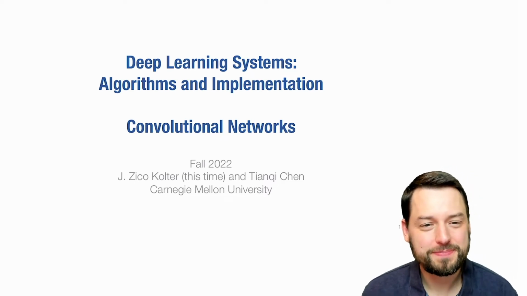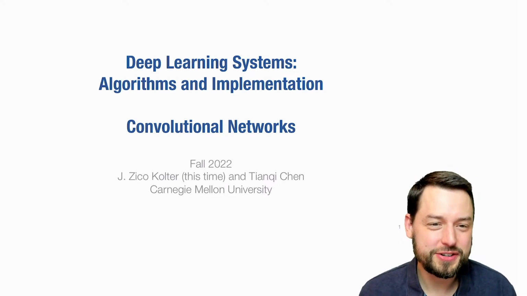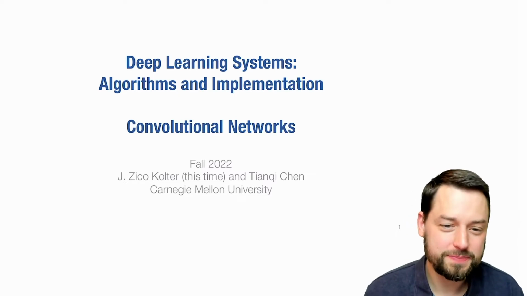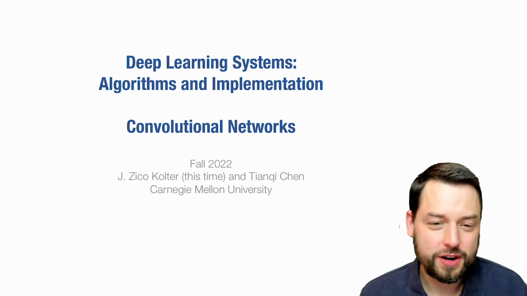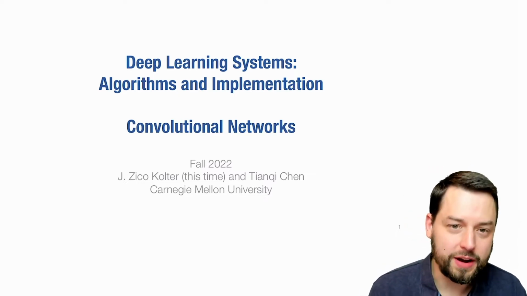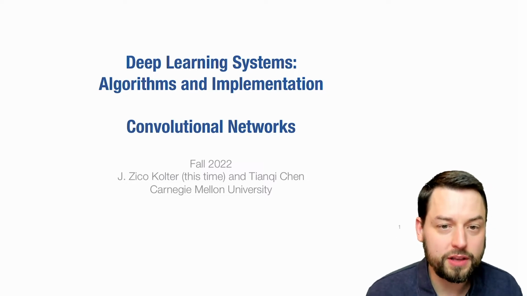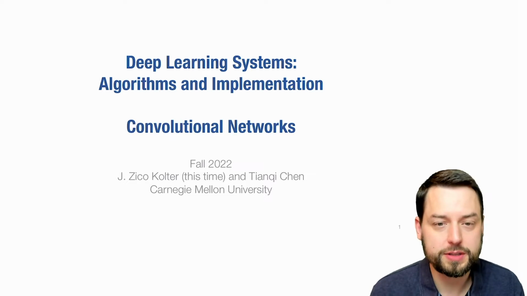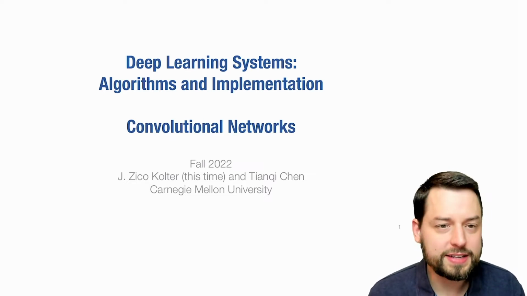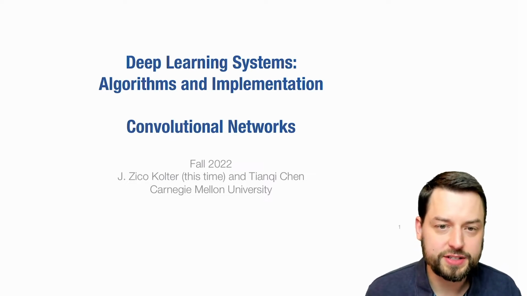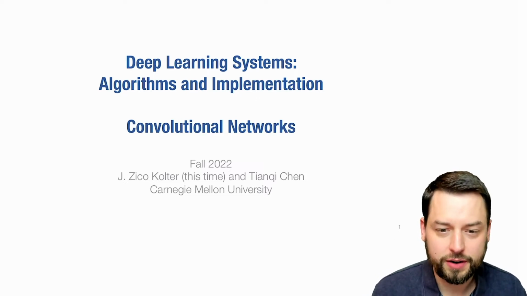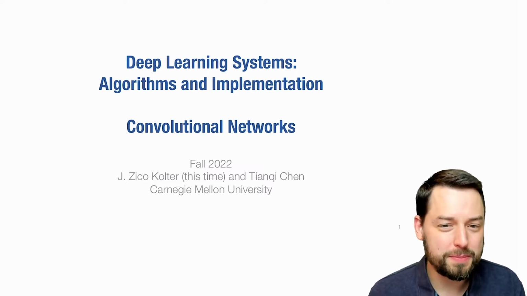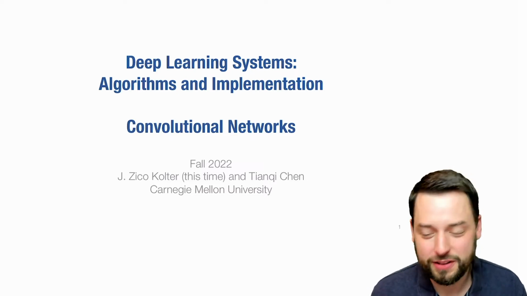All right, hello everyone, and welcome to today's lecture on convolutional networks. Convolutional networks are a structured form of network that is commonly used in images, but also used in things like sequences or audio or other similar domains. And it's not too much of an exaggeration to say that convolutional networks are, in some sense, historically the most important structured deep network, at least in the history of deep learning so far.